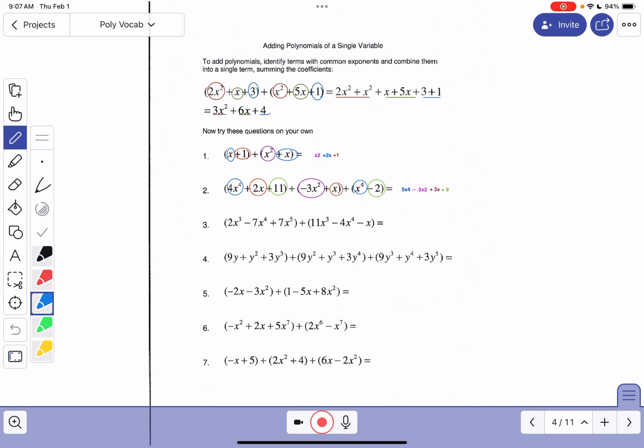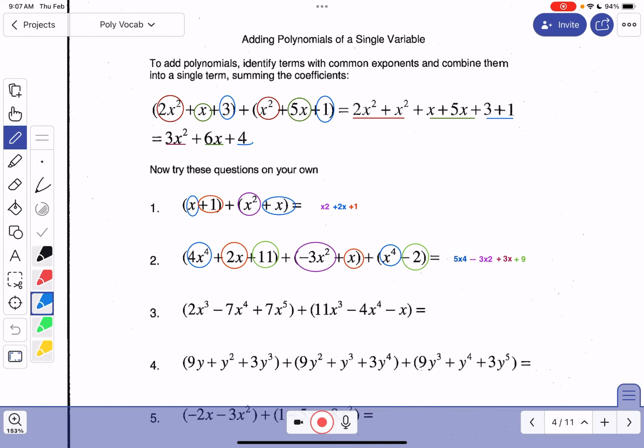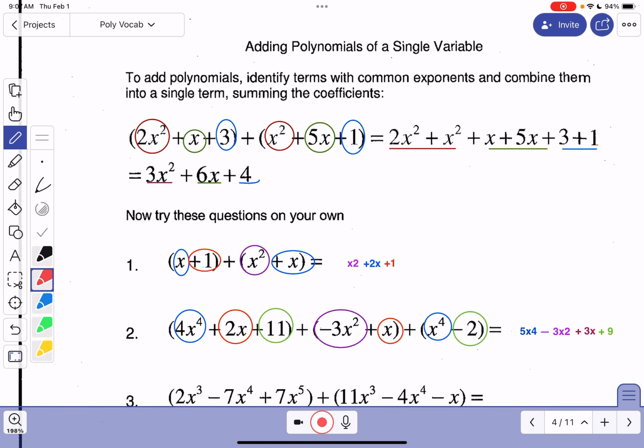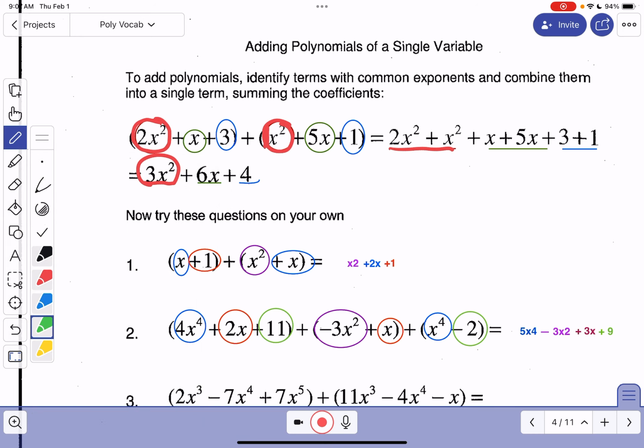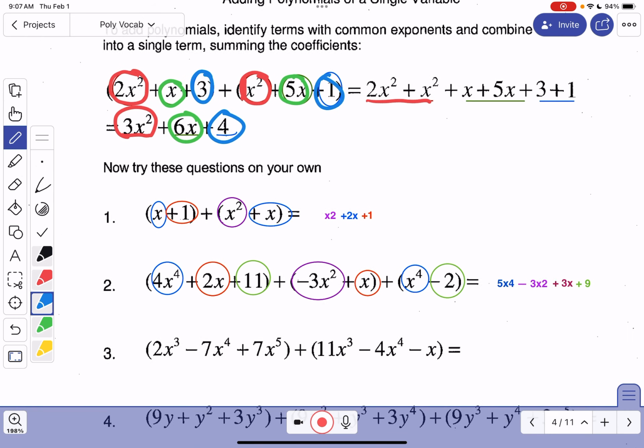All right, next page. Page 4 is going to be your adding polynomials. All you're doing is combining like terms. You know how to do that. So you find the x squareds. These both have x squareds. 2 plus 1 is 3. Then we do the x's. So x plus 5x is 6x. Then we do the constants. 3 plus 1 is 4. And that's as far as you can go because there's no other like terms.